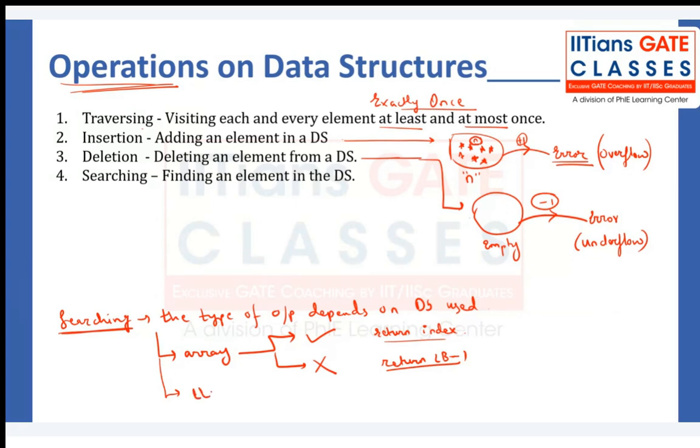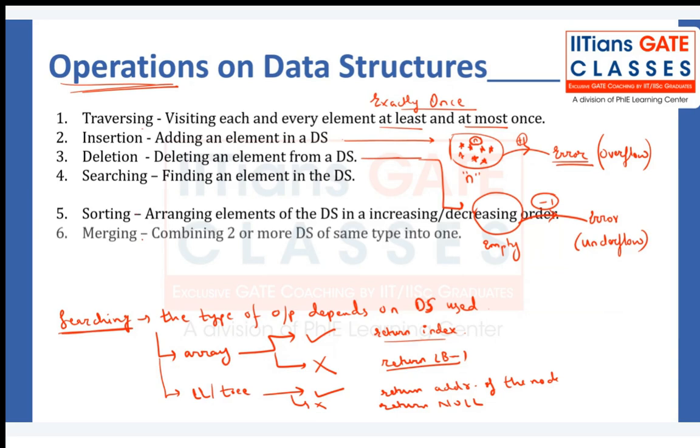Suppose you have a linked list or a tree. In that case, if your search is successful, you will return the address of the node, and in case it's unsuccessful, you just return null. Basically, the output of searching will depend on what kind of data structure you are using.